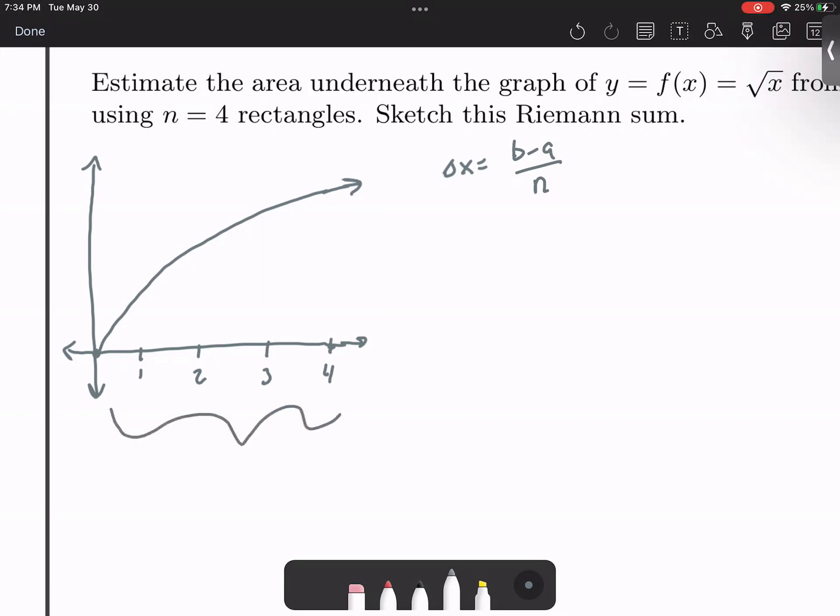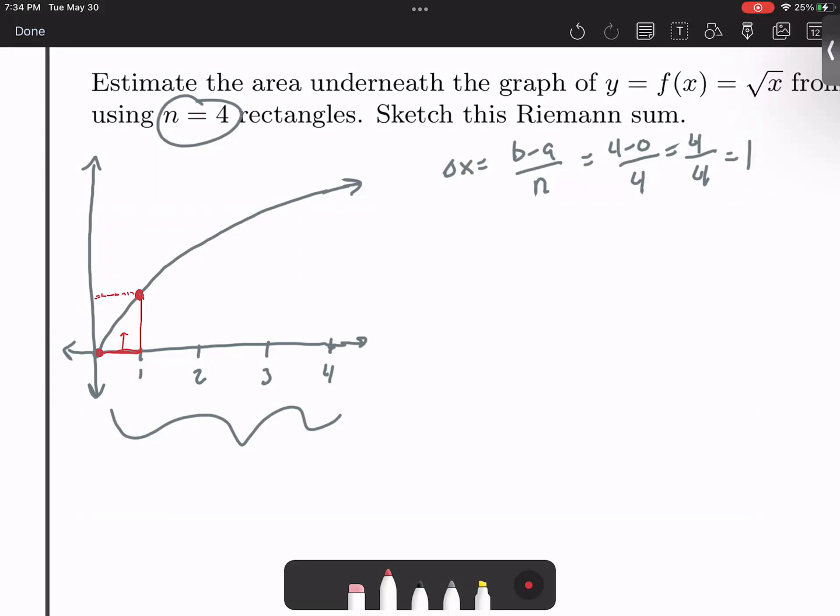My interval is between 0 and 4, right? It has a distance of 4. And how many rectangles do I want to squeeze in? 4 of them. So each rectangle needs to have a width of 1. So I start here, I go over to 1, and I want to construct a right-hand Riemann sum. So this rectangle, I'm going to raise it up until the right-hand point is my function. The function at the right-hand point of that interval gives me the height of my rectangle.